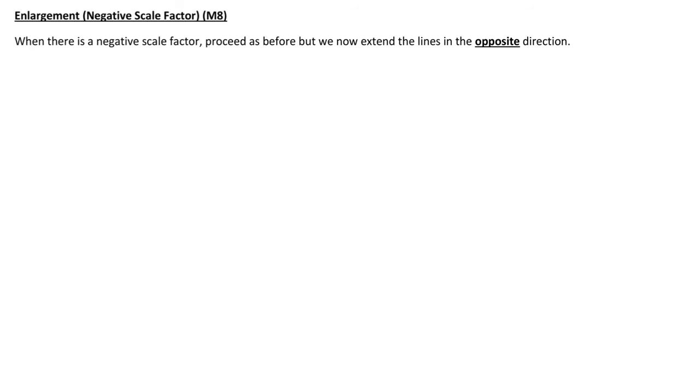Whenever we're enlarging with a negative scale factor, we do the same method as before, only we draw our lines on the opposite side of the point. We also talked about if the distance from the centre of enlargement to a point was 3 right and 4 up, the negative would then make it go in the opposite direction, so it would be left and down. So negative scale factors put the image on the other side and in the opposite direction.